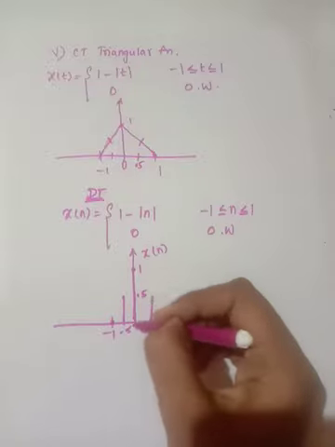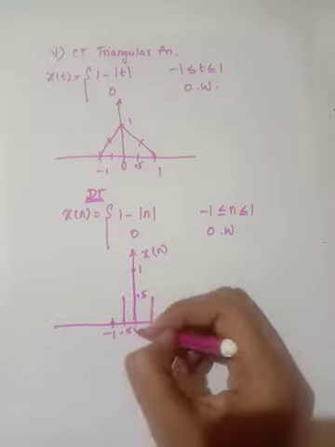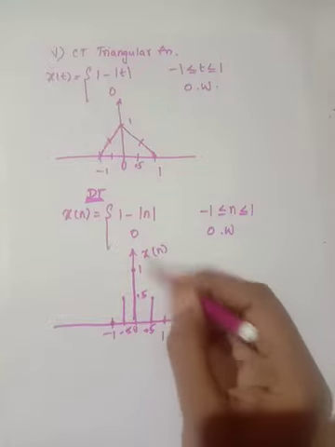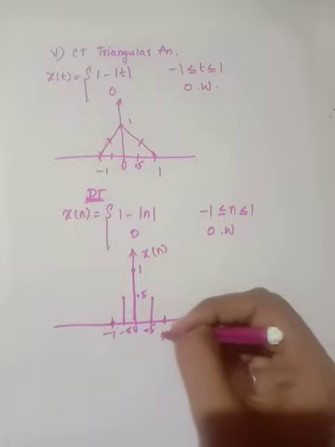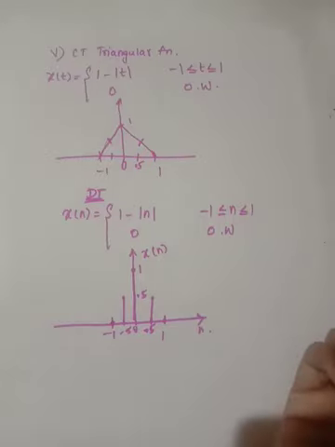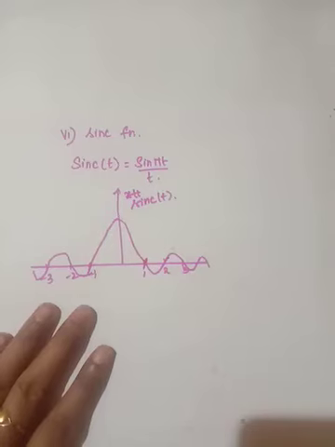Then at 0, it is 1. Then at 0.5, 1 minus 0.5, it is 0.5. Then at 1, it is 0. So here it is a discrete time triangular function.